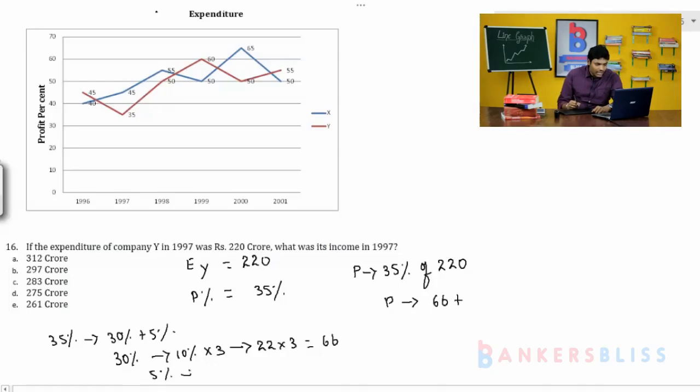So how do you calculate 5%? That is 10% by 2, which is equal to 22 by 2, which is equal to 11. So 66 plus 11 is equal to 77. So how much profit did you get?